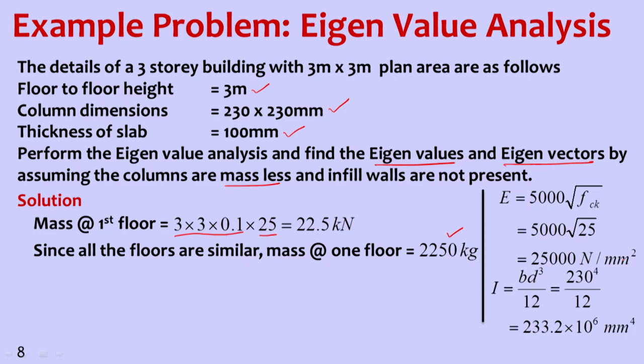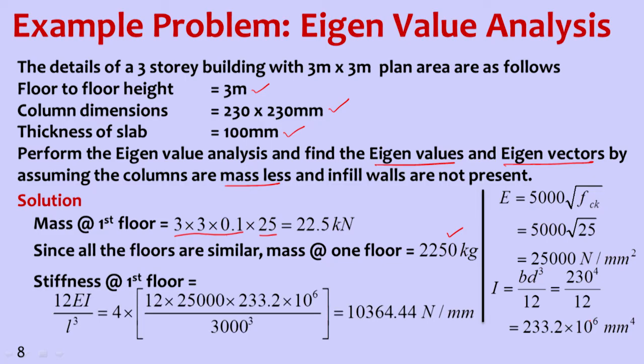And then moment of inertia of the column cross section. So, since it is square cross section, both sides the same. So, we are taking bd cube by 12. That is 230 power 4. So, this is also 230, this is also 230. So, that is why 230 power 4 by 12. So, 233.2 multiplied by 10 to the power of 6 mm power 4 is moment of inertia.